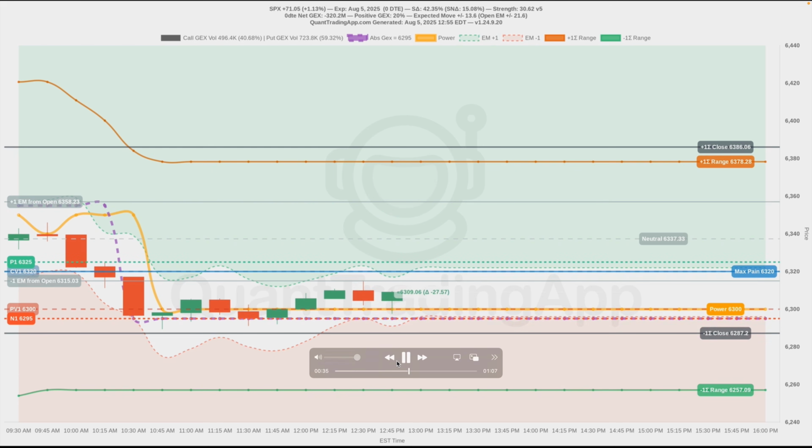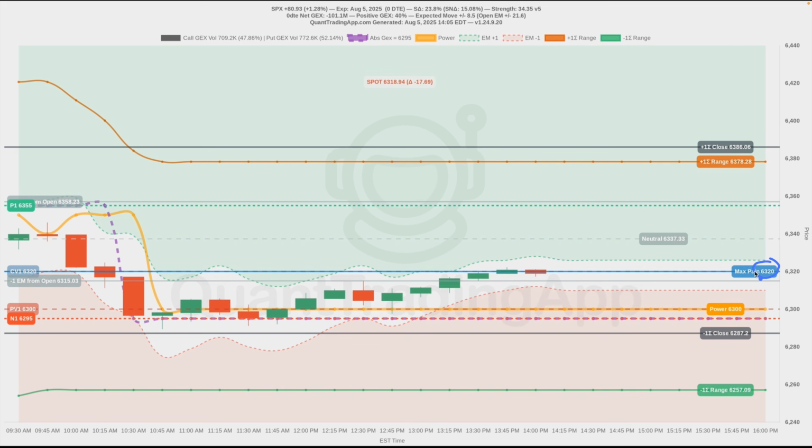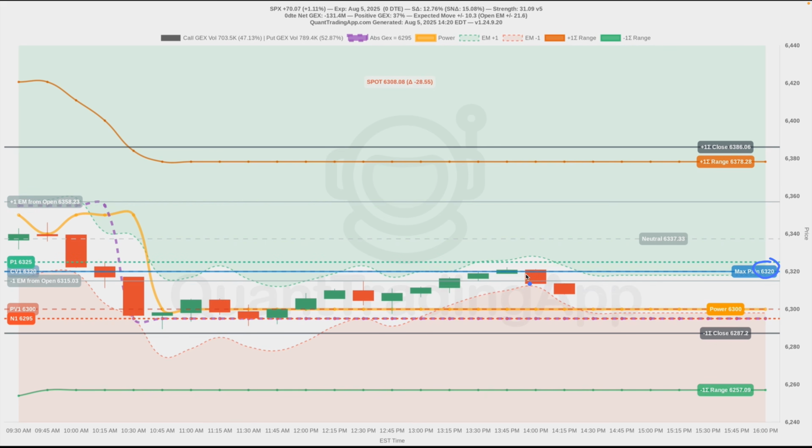Where does it meet its first sign of serious rejection? Right here at the expected move from the open. That is not a coincidence. It retraces back to 6,300. Then it continues to make its way up to where we would expect it to go. Again, back to the expected move from the open, ultimately hitting the max pain strike of 320 before it rejects.